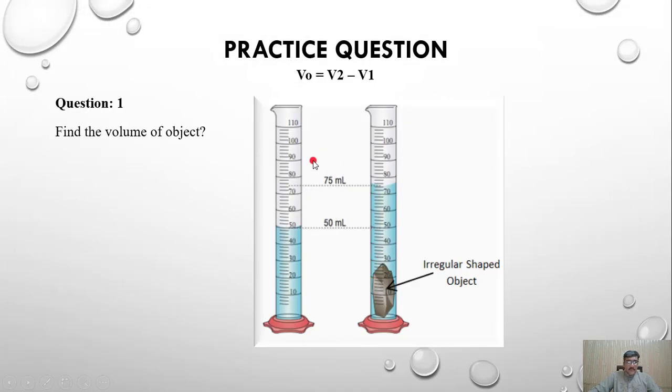So here you have practice questions. Question number 1, find the volume of the object. So here one level is given to you. When there is no object, the volume of the liquid is 50 ml. Then what happened? We have added an irregular shaped object in this measuring cylinder. The level or the volume of water is displaced. So note that reading now and then use this relation, and you will have the volume of the object.